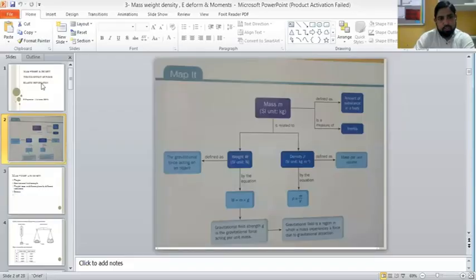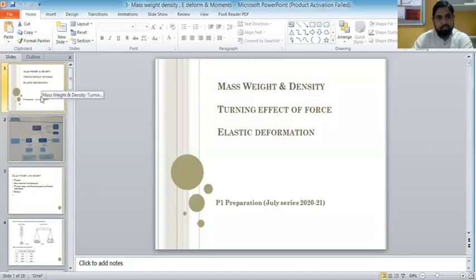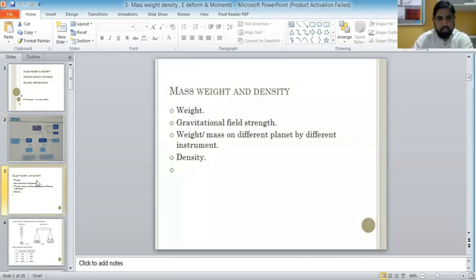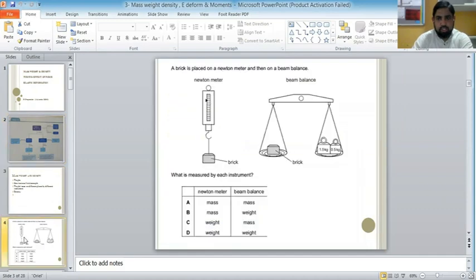The topic is mass, weight and density. Let's discuss the overview of this chapter. We'll be discussing mass, weight, and then the measurement of weight and gravitation field strength, the units, and density. So that's all in this chapter. It's not such a big topic, so I'll be directly moving on.